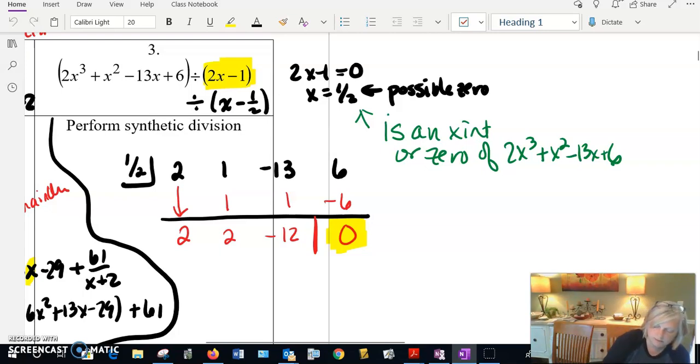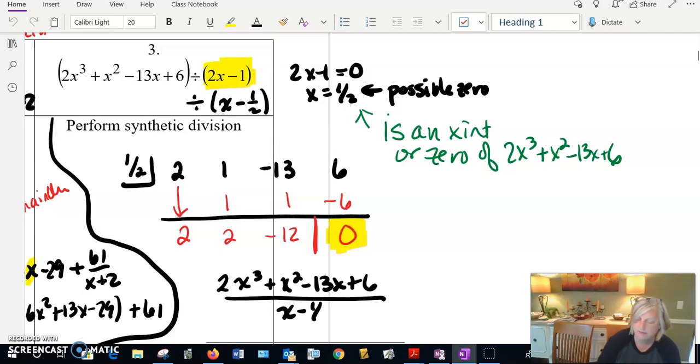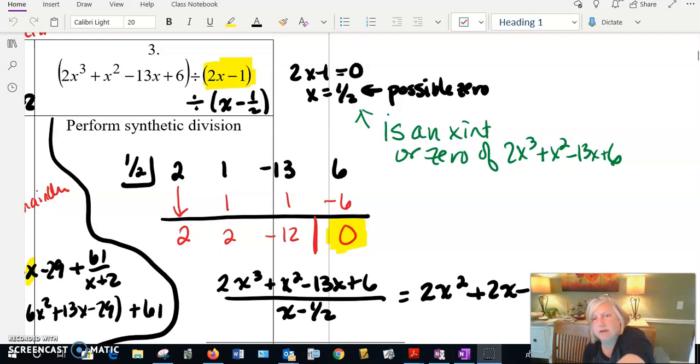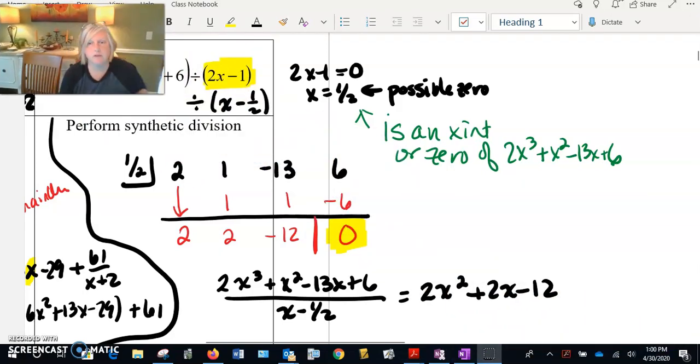When I write this in the form, okay, now let's look at what we're doing. I could do it as 2x cubed plus x squared minus 13x plus 6. What I actually divided by was x minus 1/2. And when I did that, it went into it evenly and gave me 2x squared plus 2x minus 12. Okay, so we could think of it that way. Sorry, I keep having myself in the way there. So I'll move that over there.